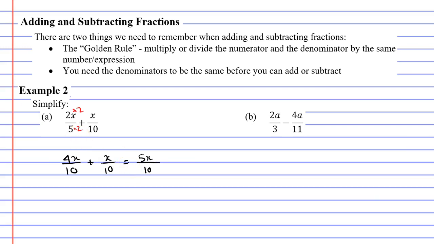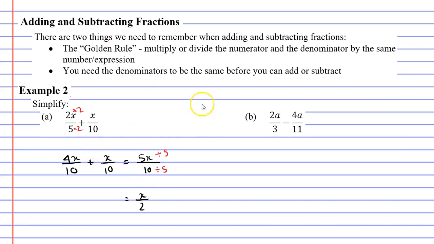Now we've added the fractions together, but remember we need to simplify this. I'm going to simplify this fraction by dividing both the top and the bottom by the same number. I'm going to divide them both by 5. 5x divided by 5 gives me x. And then 10 divided by 5 gives me 2. So I have x over 2.